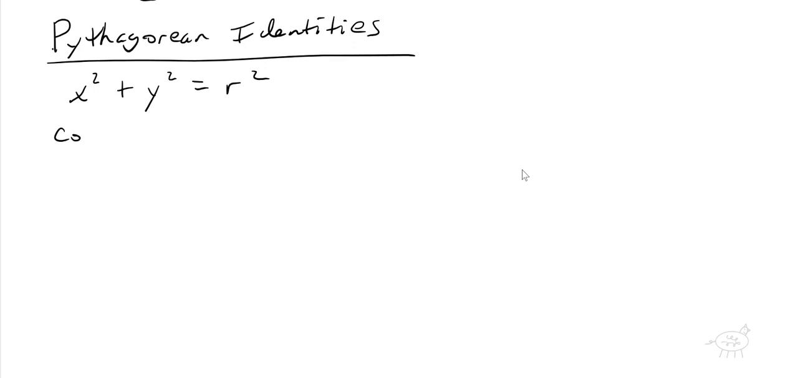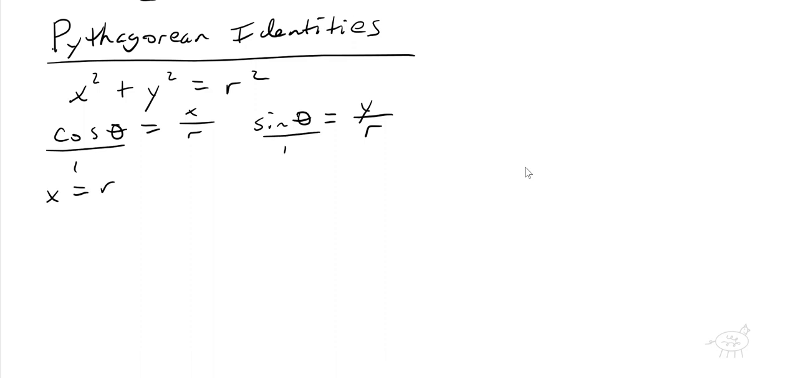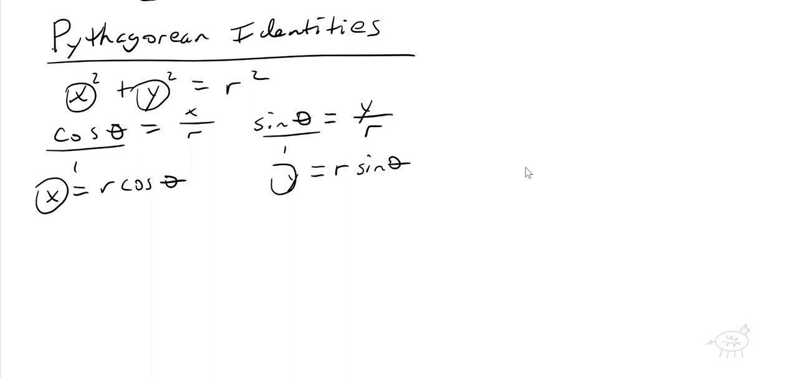And we're going to use two more. Cosine of theta, if you remember, that's our tic-tac-toe function, is x over r, and sine of theta equals y over r. Okay, and what I'm going to do is cross-multiply. So I get x equals r cosine of theta, and y equals r sine of theta. Then I'm going to substitute that x for that x and that y for that y. So x squared, which is r cosine of theta squared, plus y squared, which is r sine of theta squared, equals r squared.